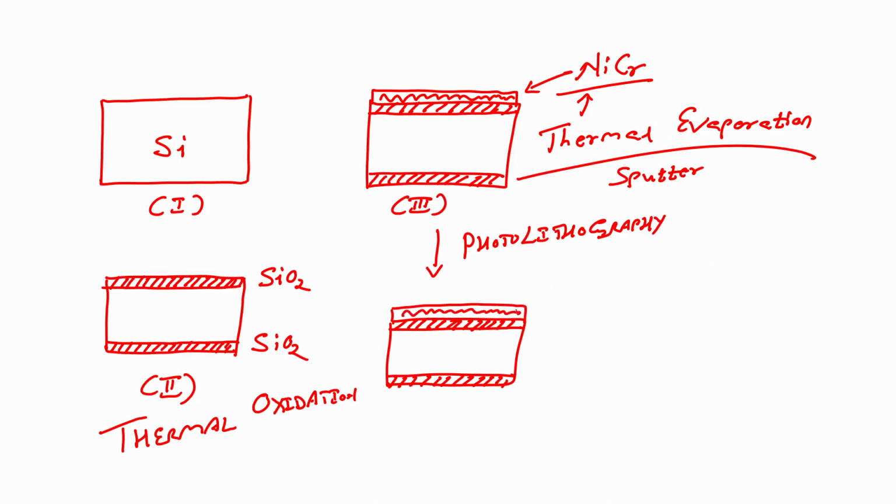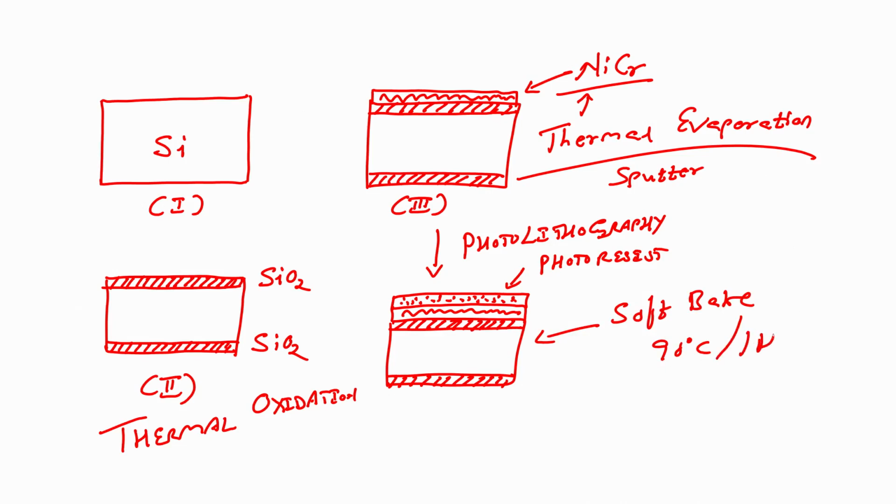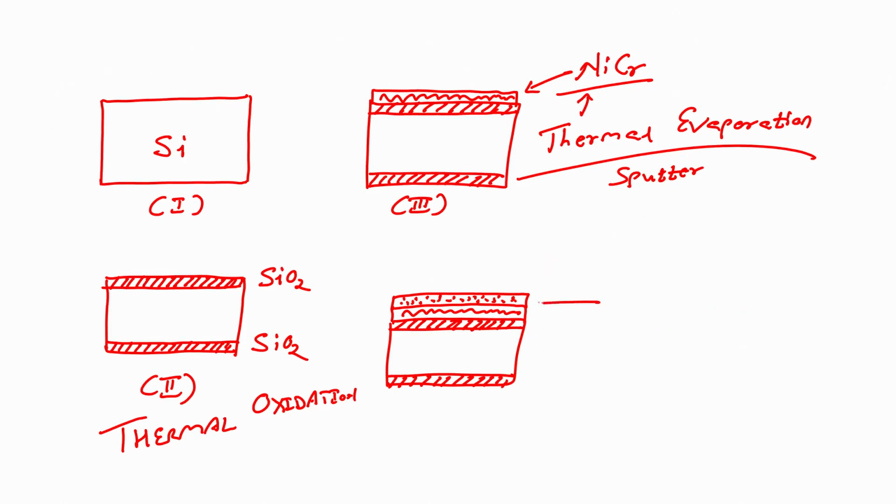On this metal I will spin coat photoresist. After spin coating photoresist, I will bake this, which is called soft bake. Bake this at 90 degrees centigrade for 1 hour. Okay. Next step, let me write down here, this is my photoresist, right.